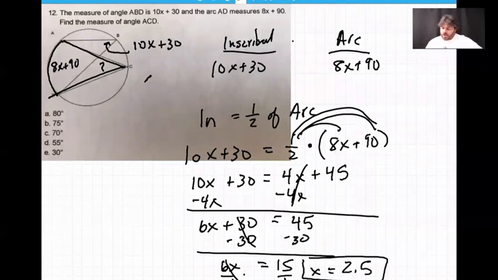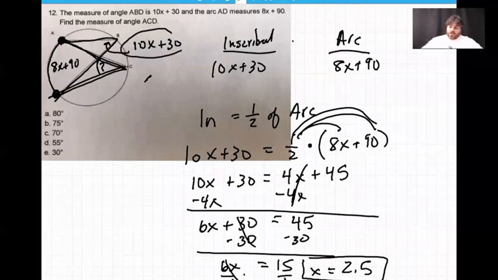Now, what am I actually trying to do? I'm trying to find ACD, this measure right here. But I don't have an expression for that. But remember, these are shared endpoints here. These two endpoints are the same in both of these inscribed angles, which means those inscribed angles are equal.